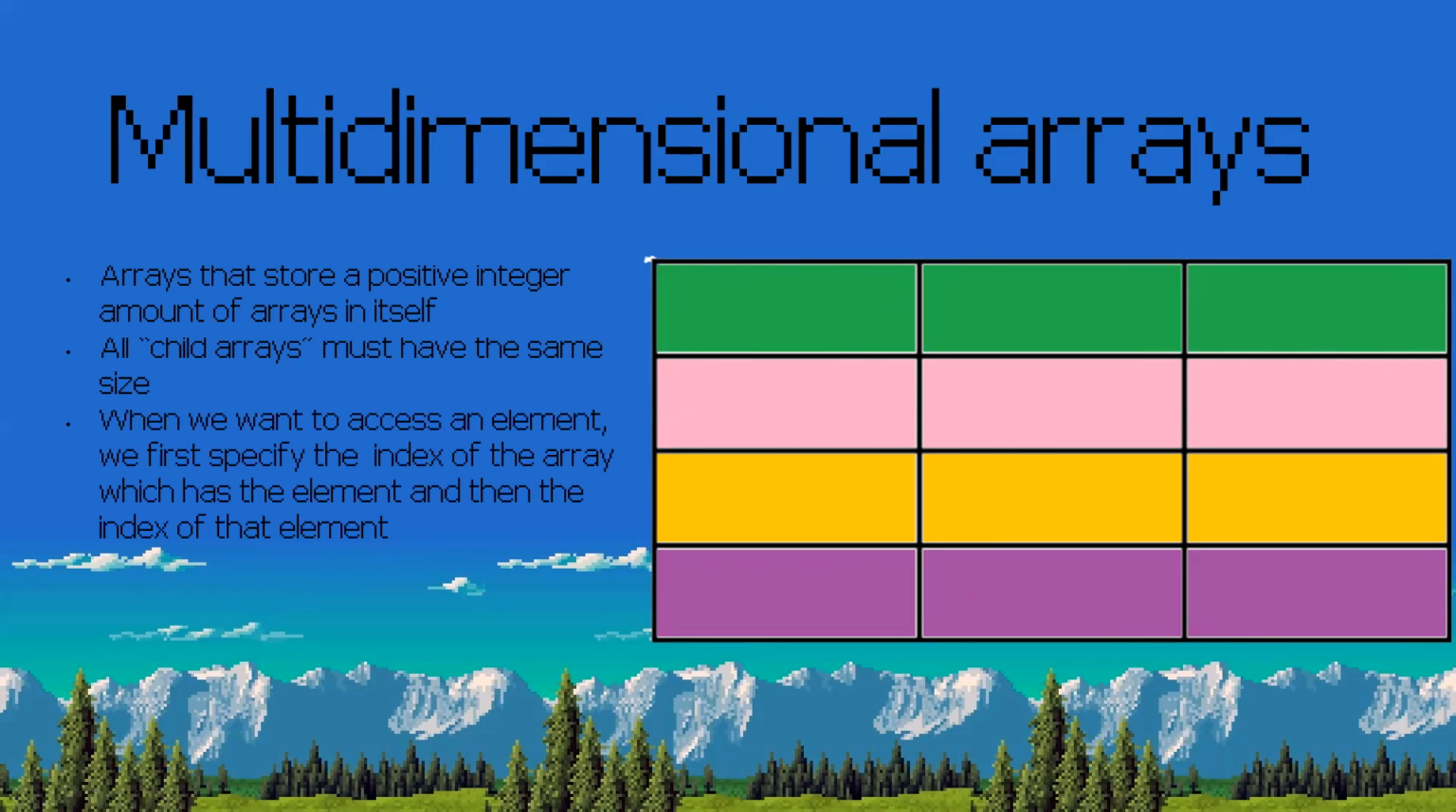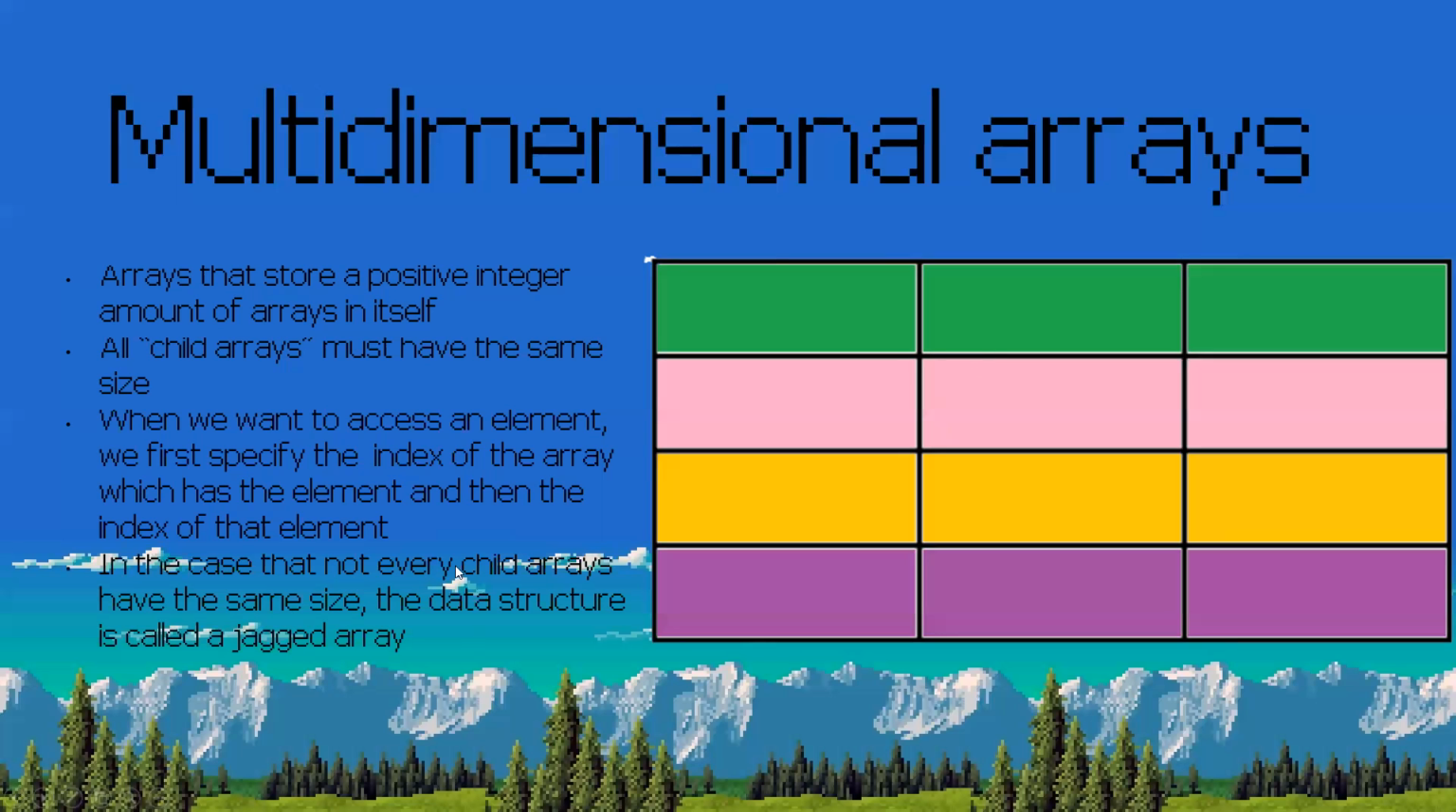When we want to access an element, we must first specify the index of the array which has the element, and then the index of that element. So say I want to access the second element of the first element of the bigger array, then I must say the first element of the big array, which is this array, and then the second element of that first element. Of course, this is only for multidimensional arrays. If you do that on a normal array, you just get an error.